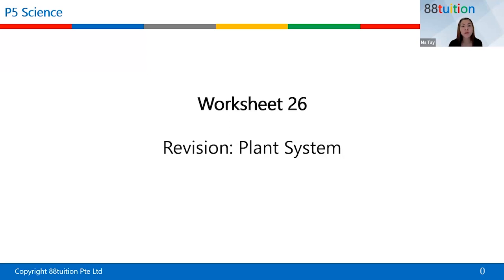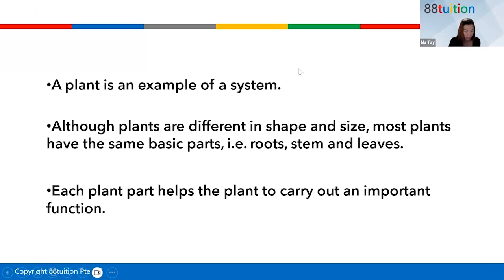Okay, so plant system. If we were to talk about plant system, let me just go through a review very quickly. Now, a plant is actually an example of a system. Although plants are different in shape and size, most plants have the same basic parts, right or not? So what are the basic parts? You should know by now. They are the roots, the stem, and the leaves, the main ones.